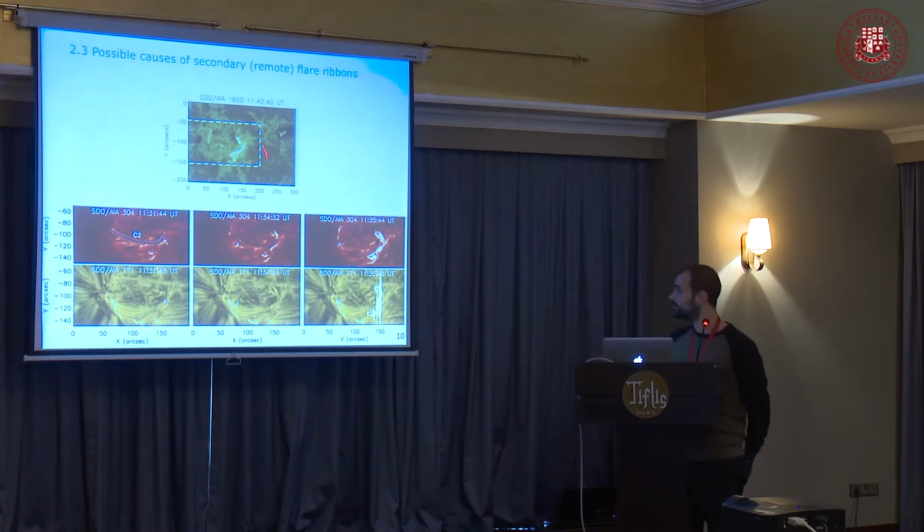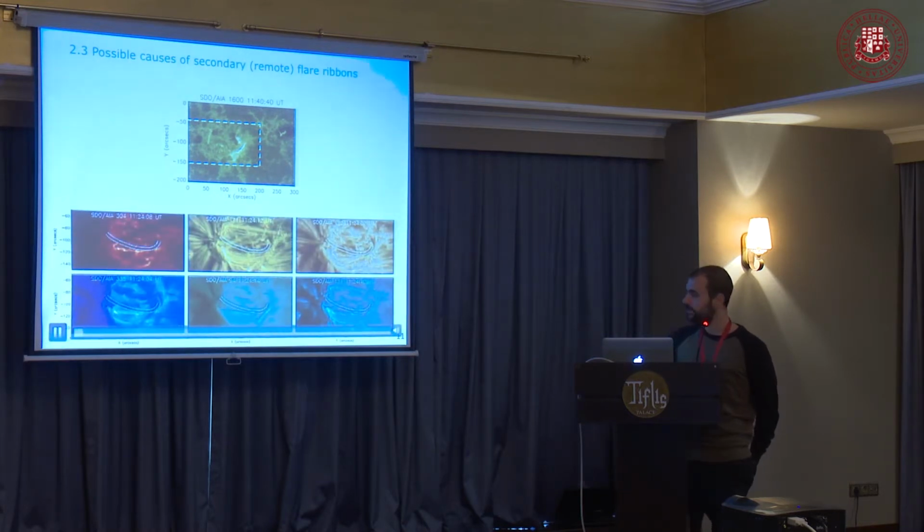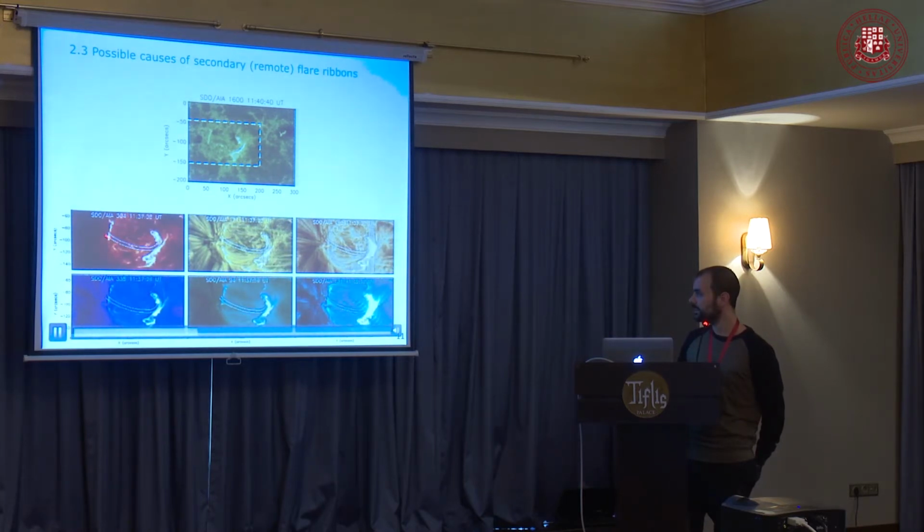For this other region here, R1, 2, and 4, we selected another loop, C2, and we see that also in this case, there's a structure traveling along this loop and brightening up this region here.